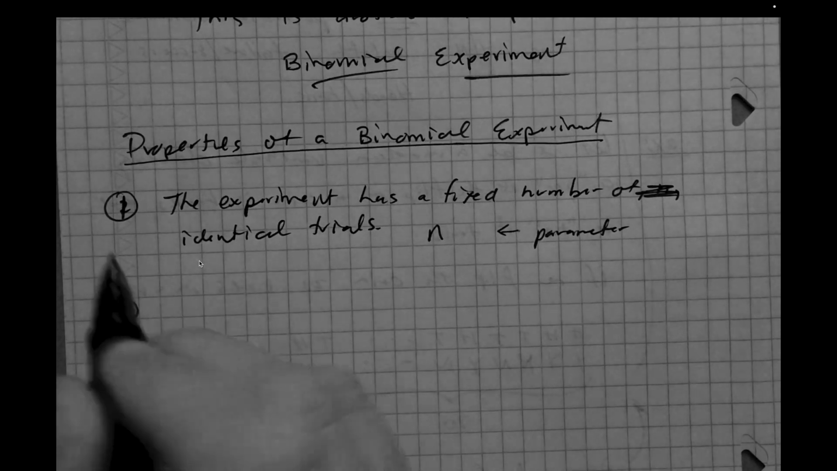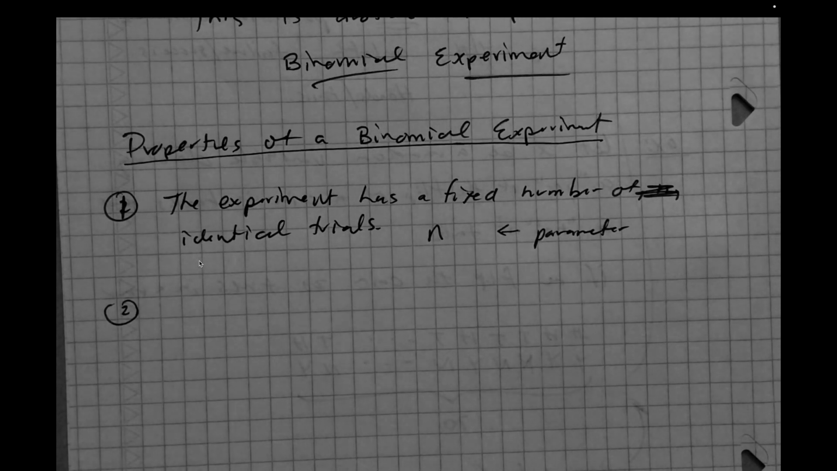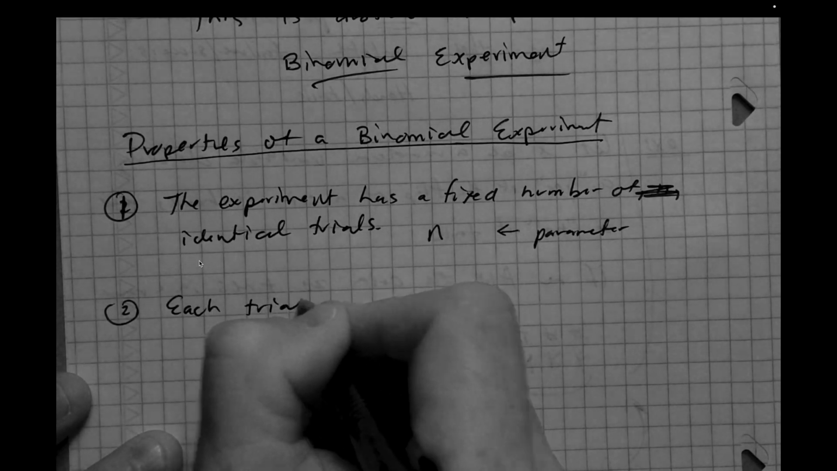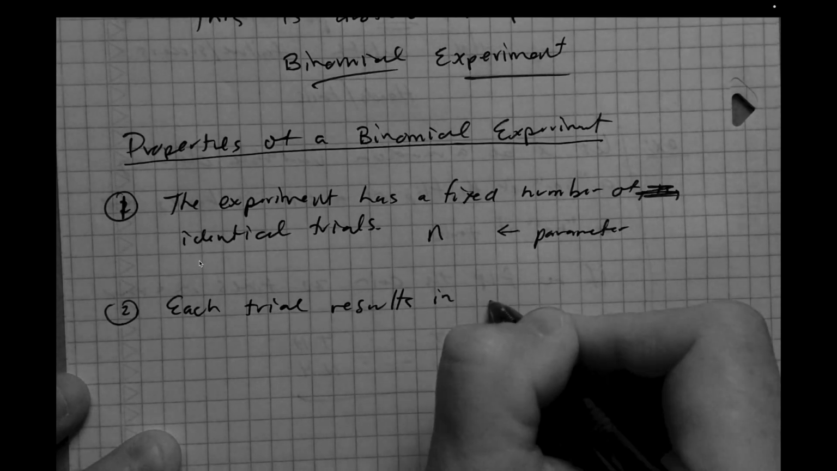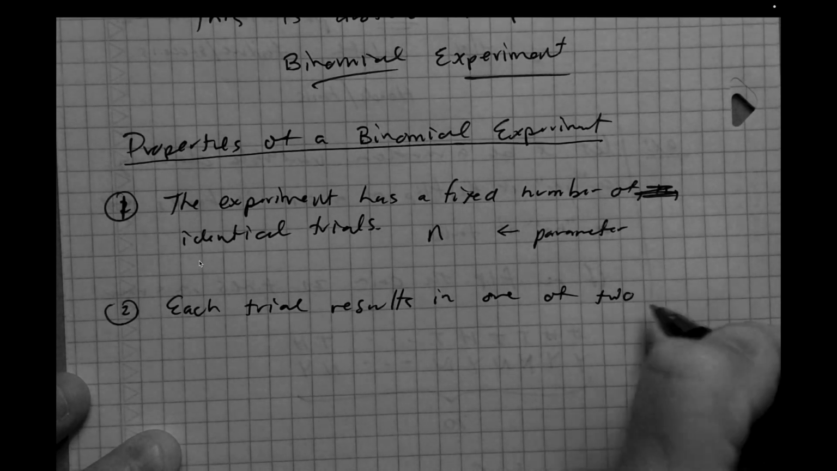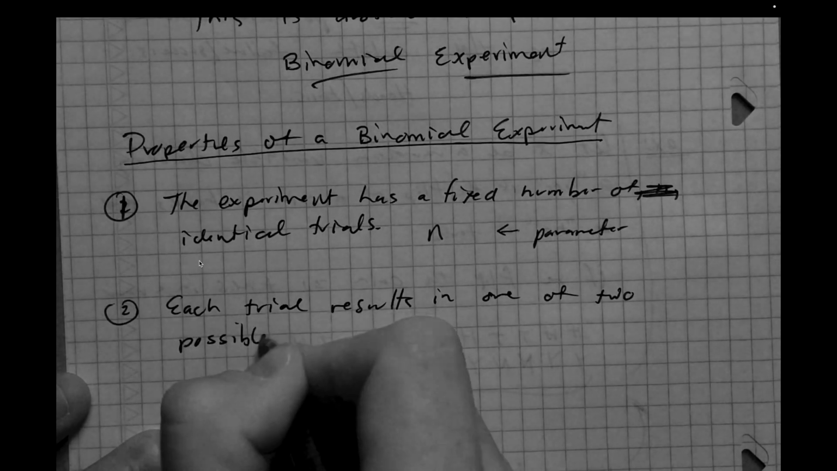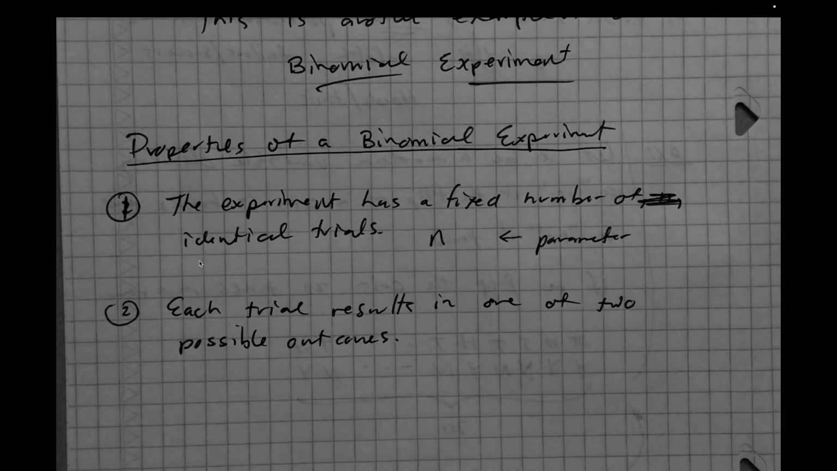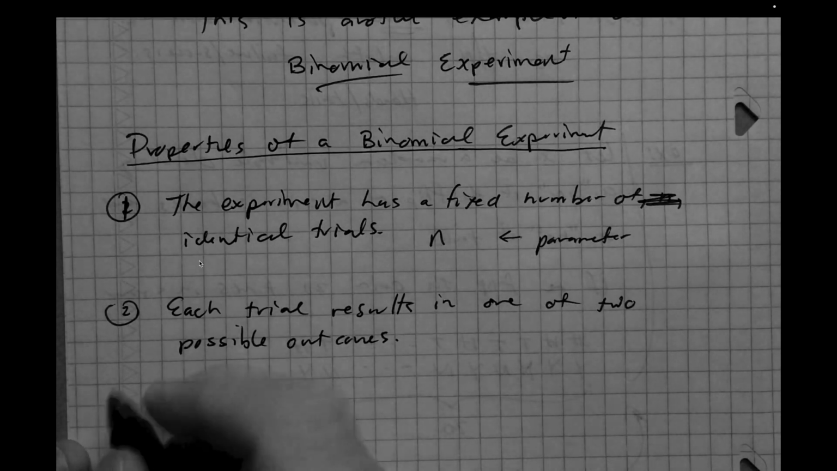The second property: each trial results in one of 2 outcomes. So you flip a coin, you're either going to get a heads or a tails. You roll a die, you're either going to get an even or an odd. And there are lots of other examples, which we'll go through more in a second. But just try to fix this in your mind here. Okay, so that's property 2.